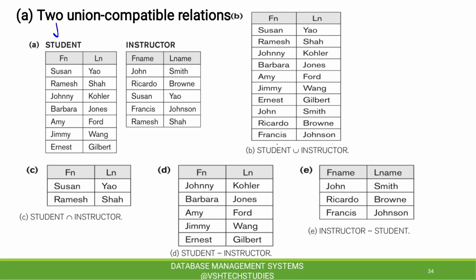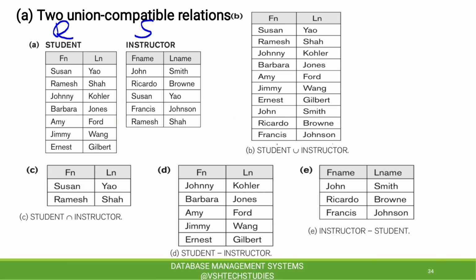So if you take the student relation as R and instructor relation as S, R union S or student union instructor, it will have all the rows from student relation and all the rows from instructor relation, but which are common, they will be present only once, no duplicates are allowed. So this Susan and Ramesh, they are present in both, but they will be present only once in the student union instructor. So that is what we say, no duplicates are allowed.